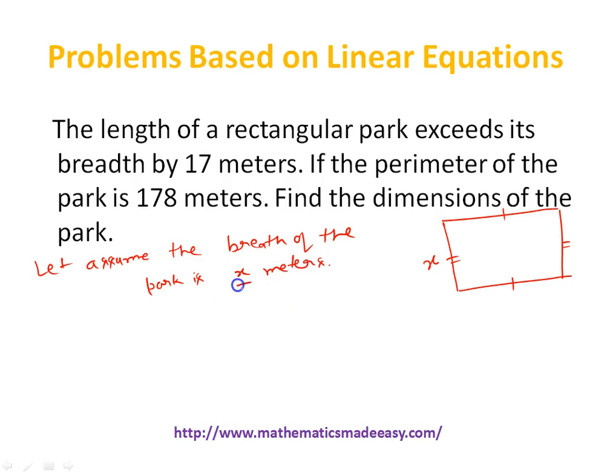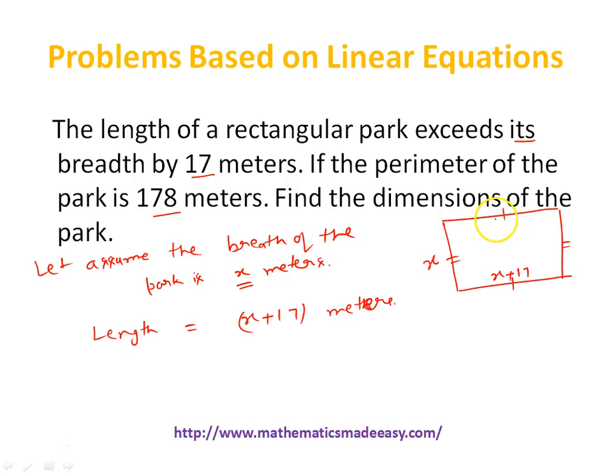So in the question it is given that the length of the park exceeds the breadth by 17 meters. So the length of the park would be how much? x plus 17 meters, from the condition given. So the length of the park would be x plus 17. Now the perimeter of the park is 178 meters, then find the dimensions of the park.